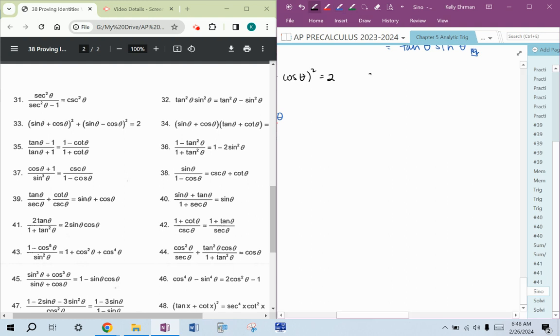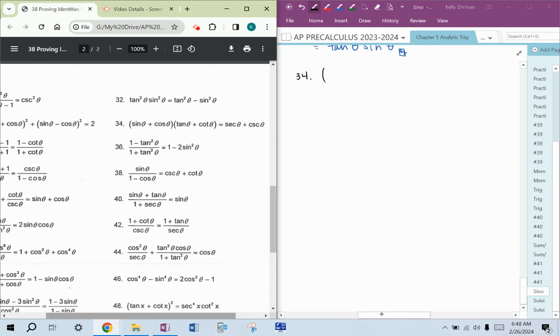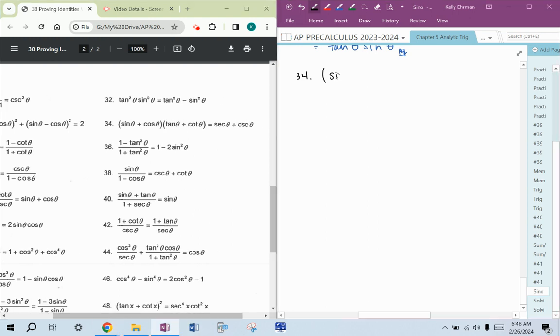Number 34, we have sine theta plus cosine theta times tangent theta plus cotangent theta equals secant theta plus cosecant theta. And remember, you can give yourself a preview for where you should end up. We should end up with like 1 over cosine plus 1 over sine. You're not allowed to work on both sides and meet in the middle, but you are allowed to work on the right side or the other side and see where you're supposed to be getting to.